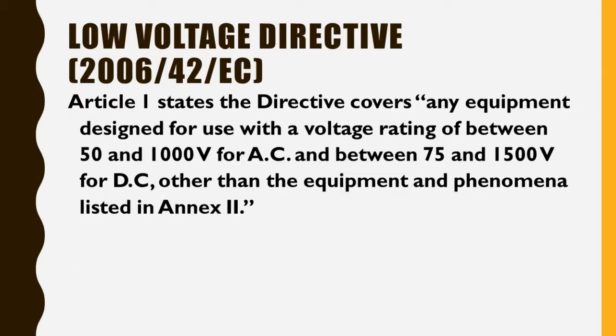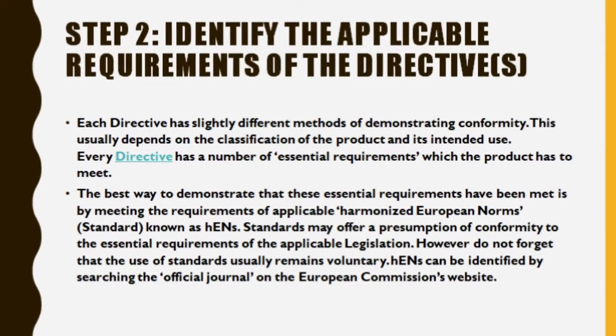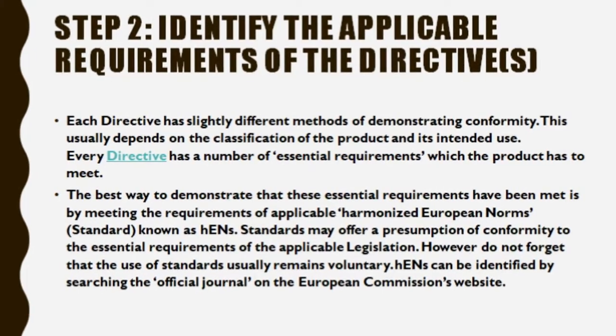2006/42/EC. Article 1 states the directive covers any equipment designed for use with a voltage rating of between 50 and 1000 V for AC, and between 75 and 1500 V for DC, other than the equipment and phenomena listed in Annex 2. Step 2. Identify the applicable requirements of the directives.